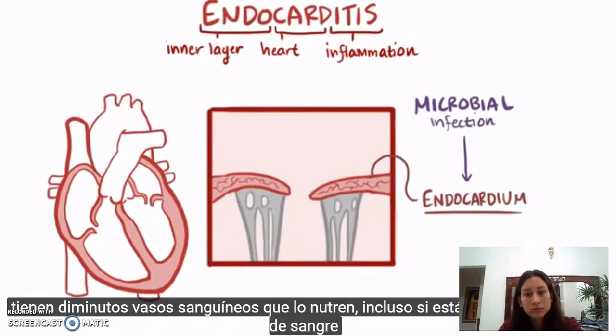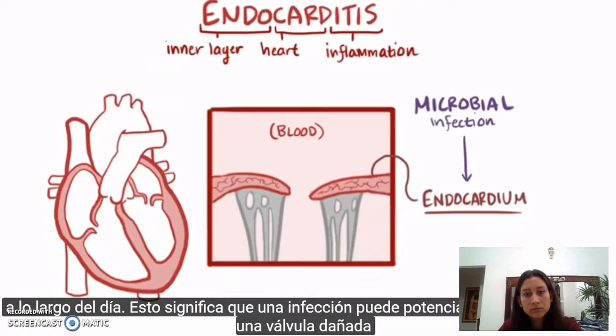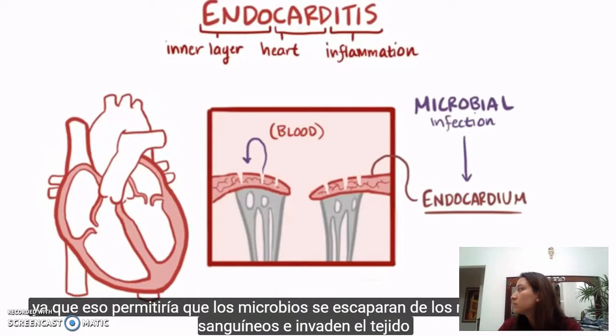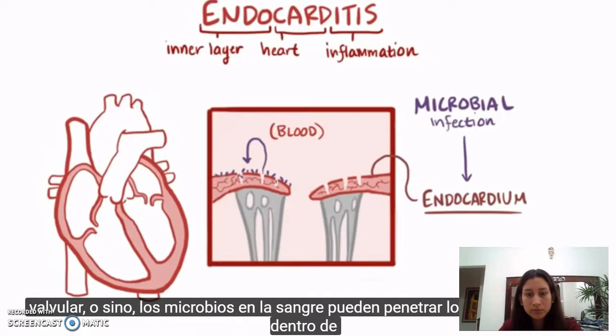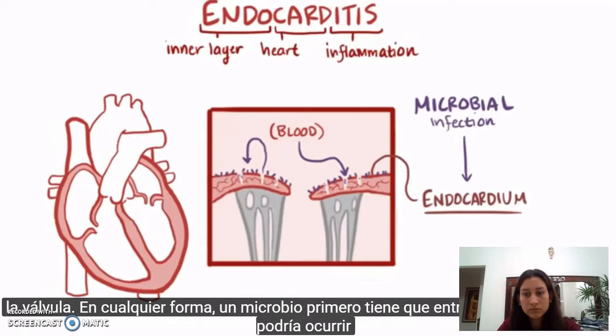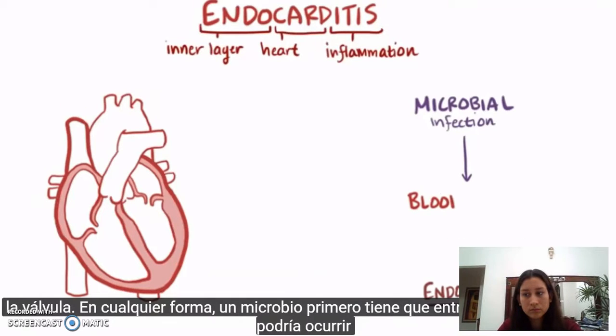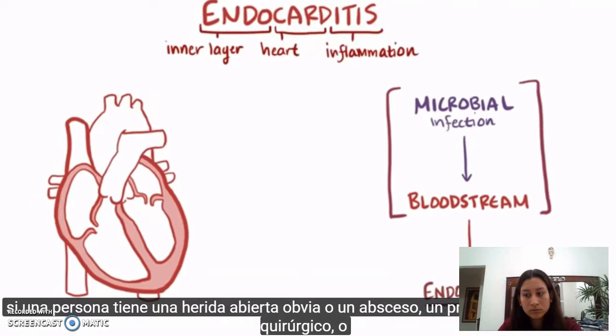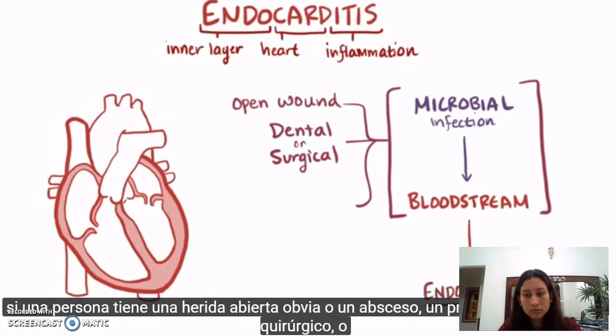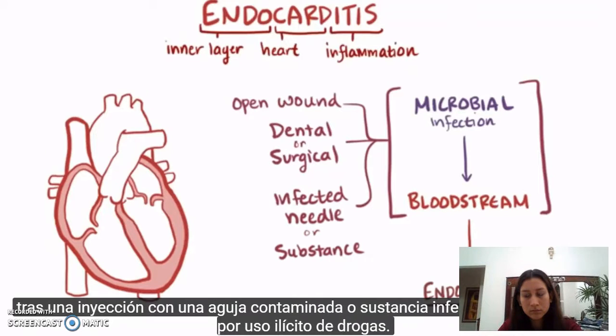Well, it turns out that the valves have tiny blood vessels that nourish them, even though they're flopping around in blood all day long. That means that an infection can potentially result from a damaged valve, since that would allow microbes to escape the tiny blood vessels and invade the valve tissue. Or on the flip side, microbes in the blood might enter the tiny vessels within the valve. Either way, a microbe has to first get into the bloodstream, and that might happen if a person has an obvious open wound or an abscess, a dental or surgical procedure, or injection with an infected needle or infected substance, usually while using illicit drugs.